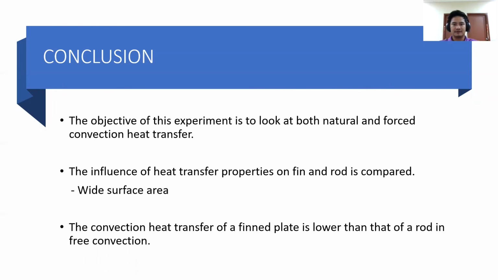In free convection of the fin plate, the convection heat transfer is lower compared to the rod. In contrast, the heat convection in the rod is efficient due to the presence of air velocity. This situation occurs because the surface area is smaller in the fin plate. The larger surface area of the rod makes the rod more efficient in forced convection.